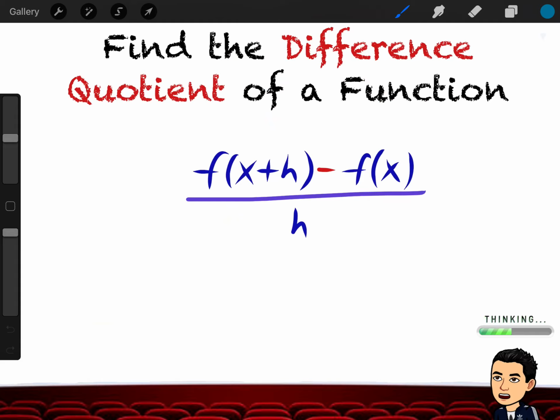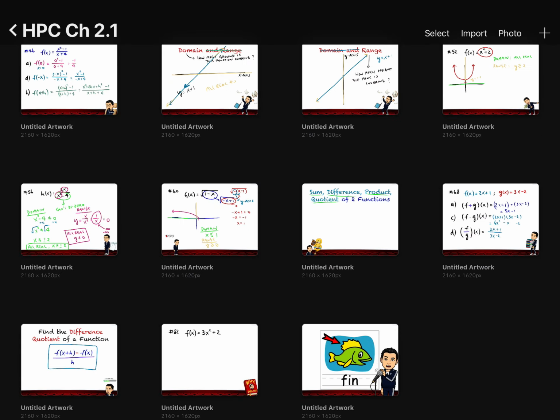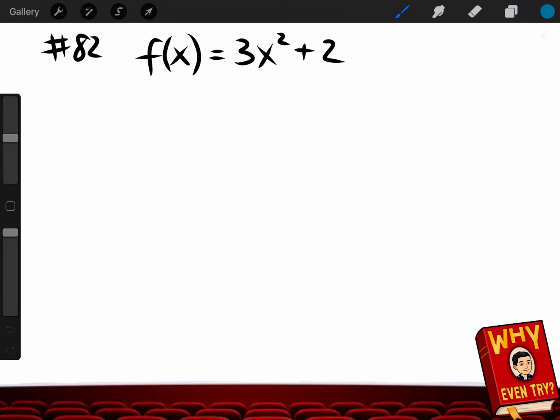So find the difference quotient of a function. For this one, it's going to be slightly annoying, not difficult, but just a little bit annoying. So this is the formula that you have to plug in. Every time they ask you the difference quotient, like number 82, you're going to have to put that in. So let's rewrite that formula one more time. It's going to be f of x plus h, and this is a little bit related to calculus, divided by h.